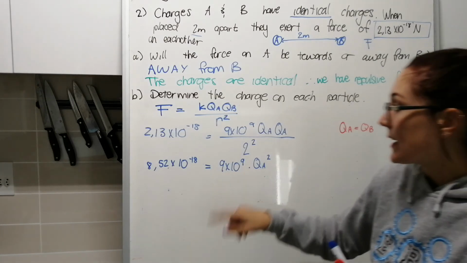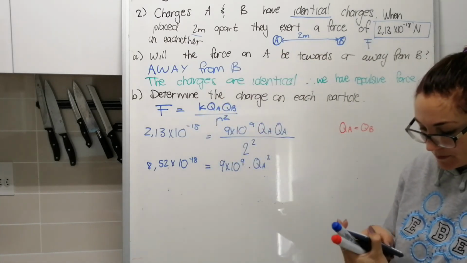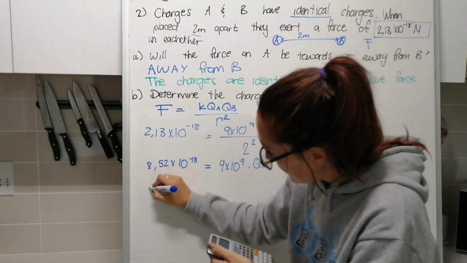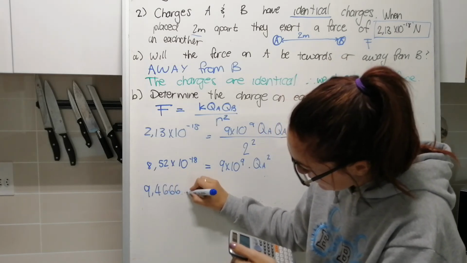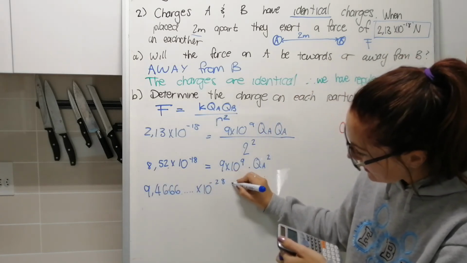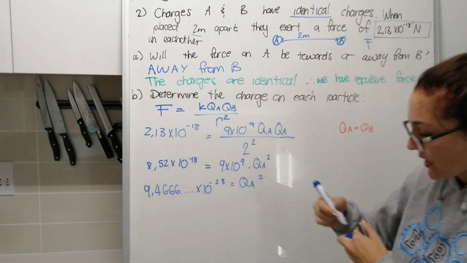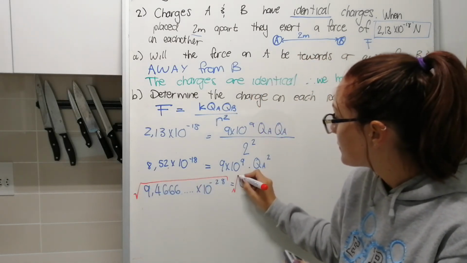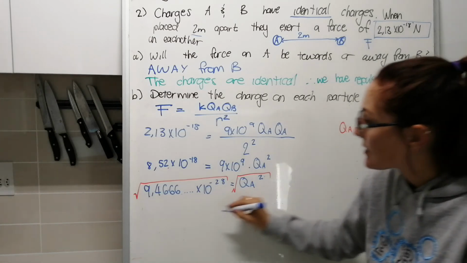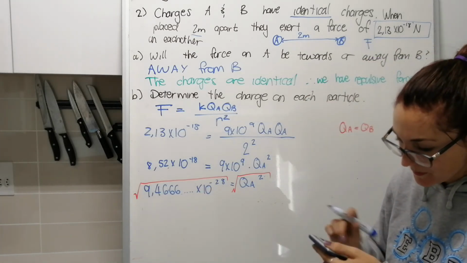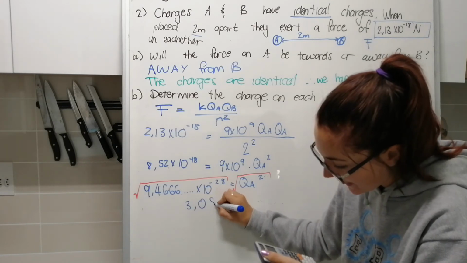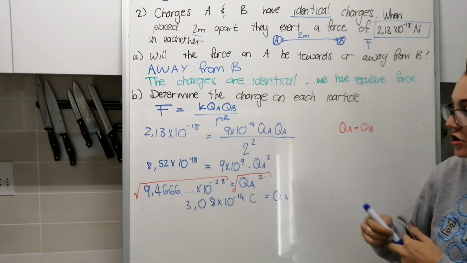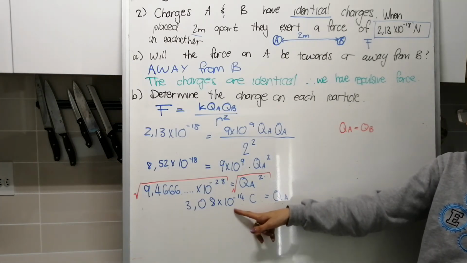Now we divide both sides by 9 times 10 to the 9, and we get 9,4666, etc. times 10 to the negative 28 equals QA squared. And to get QA squared to be just QA, we square root both sides. The square root of that is 3,08 times 10 to the negative 14 coulombs. So the magnitude of the charge on A is 3,08 times 10 to the negative 14.